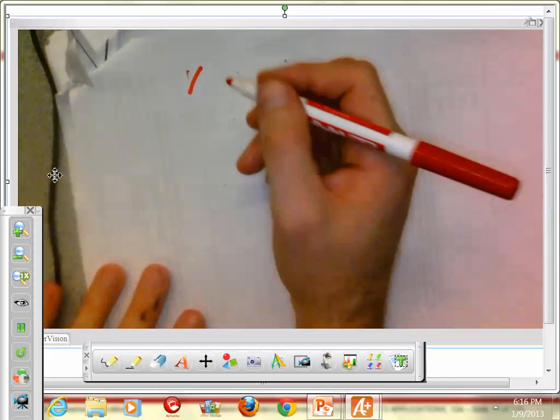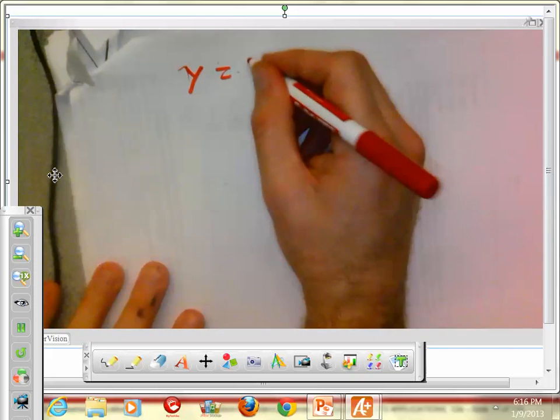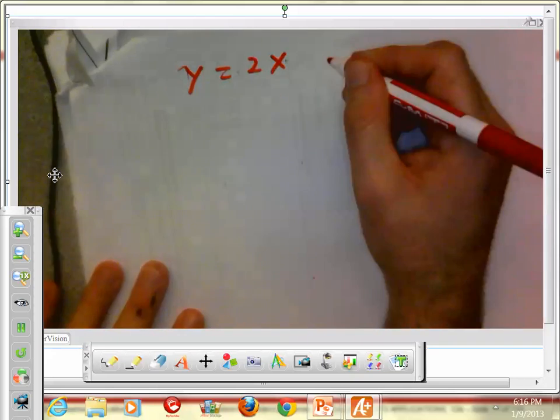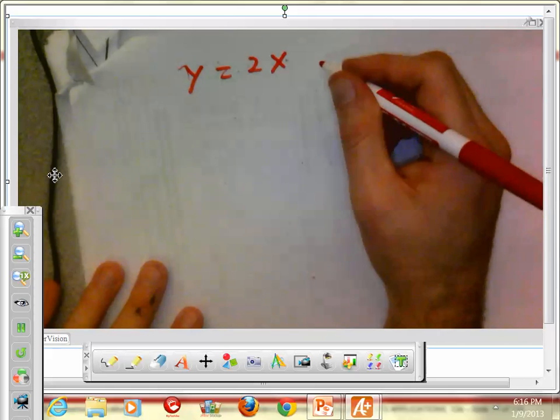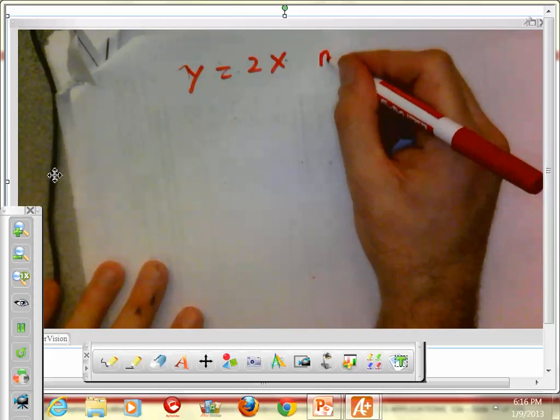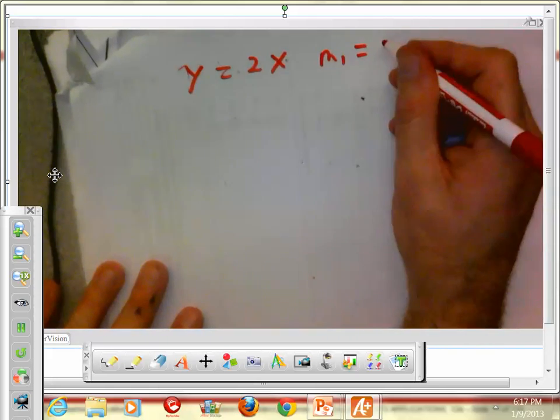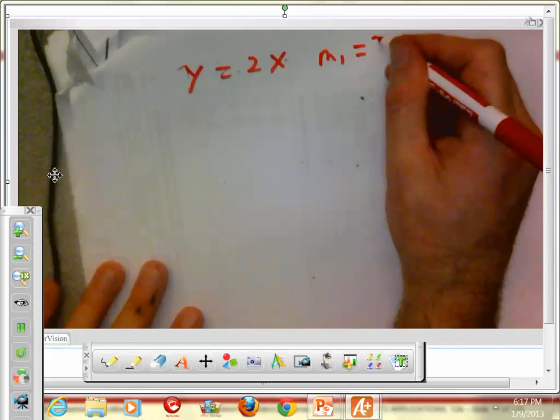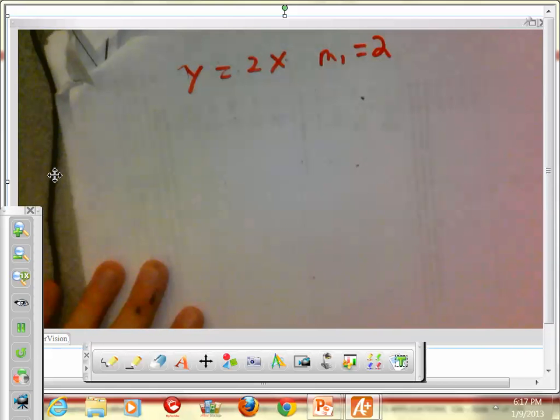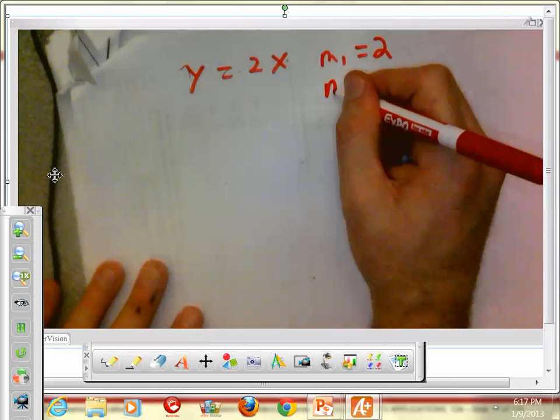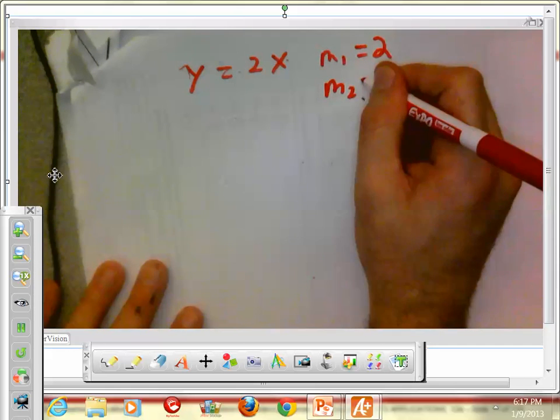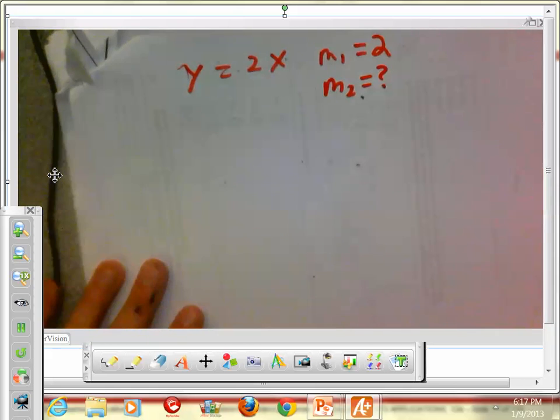So we have the line y is equal to 2x. Now I'm going to call the slope of this line m1, and the slope we're looking for is m2. So we know m1 has a slope of 2. Now we're looking for this other line, and we'll call that m2. This is the slope of the perpendicular line that we're looking for. We don't know what it is. But what do we know?